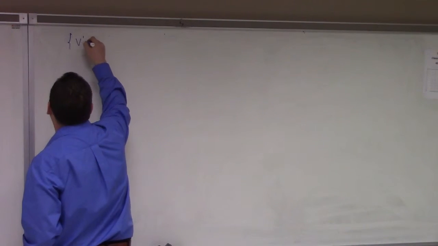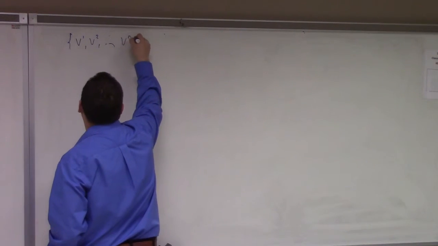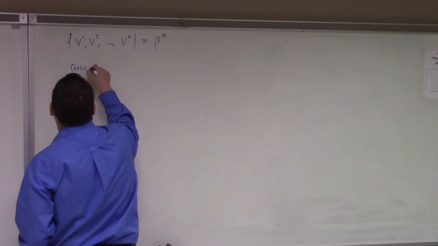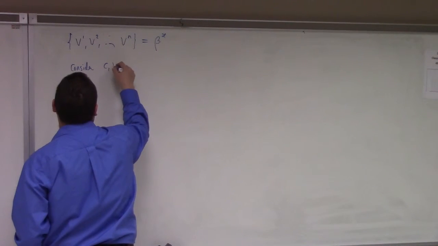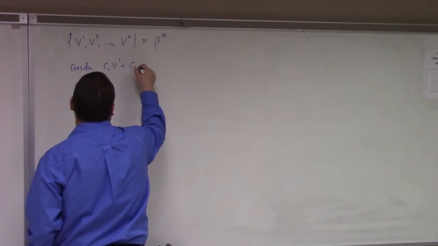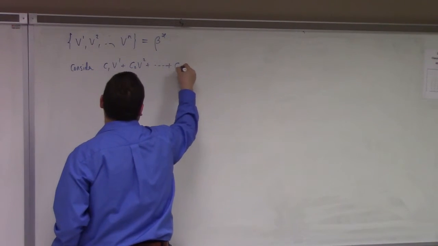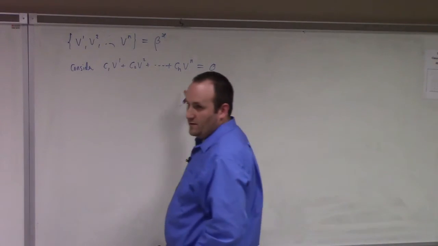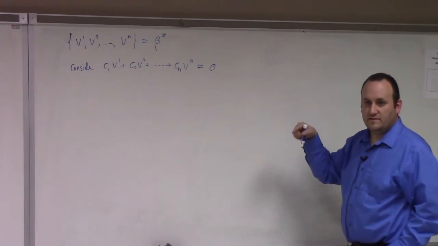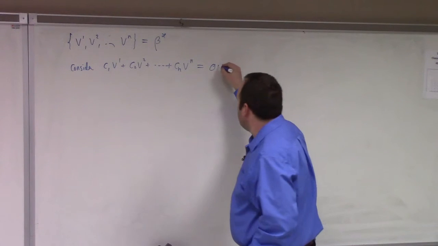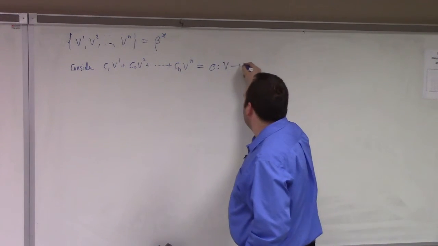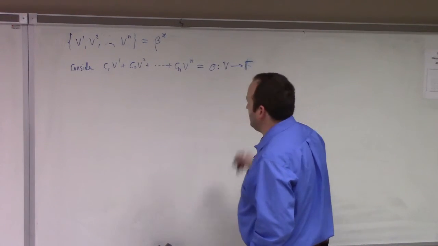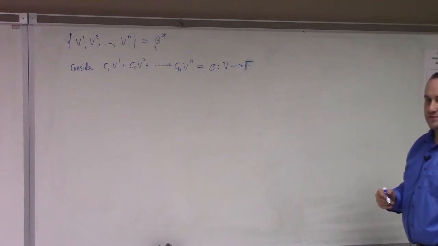So you're looking at v1, v2, ..., vn. That's beta dual. Consider in the usual way c1 v1 + c2 v2 + ... + cn vn equals 0. This 0 is the 0 function, right? This 0 is actually the 0 function from V to the field, by the way. This is a sum of transformations.